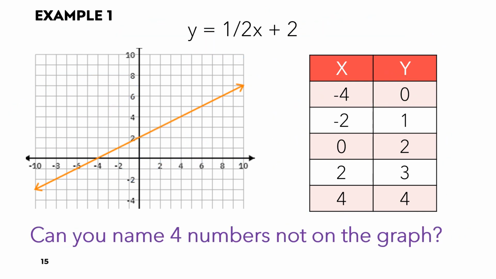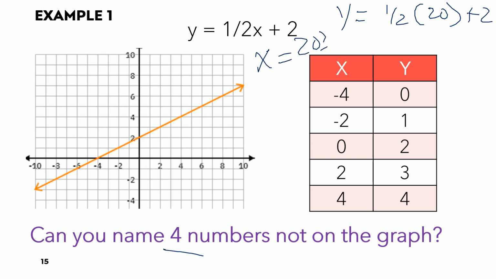Building on what we did in the last slide, can you name 4 numbers not on the graph? Remember, we'll redo y equals 1/2 times 20 plus 2. We said x is equal to 20. That's clearly not on the graph, and it's not on the table. But once again, half of 20 is 10, and 10 plus 2 is 12. So when x is 20, y is 12.